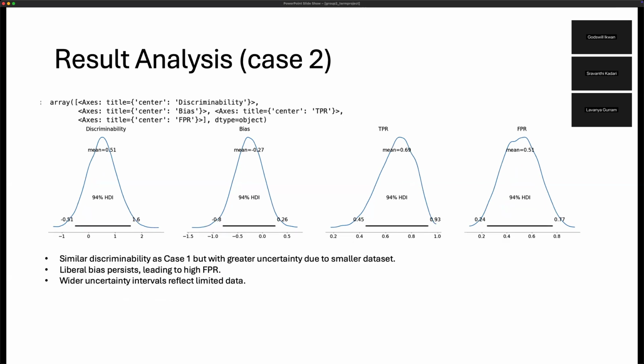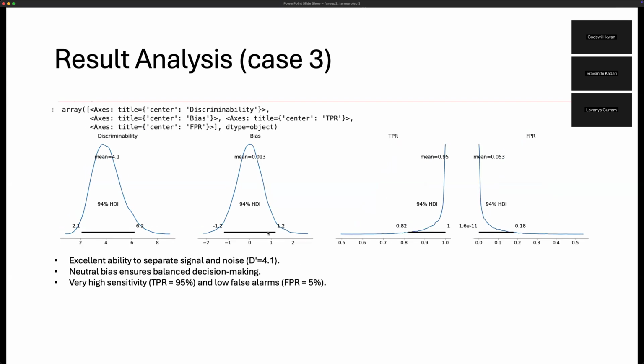In case two, we have very similar parameter estimates as case one, but with greater uncertainty due to smaller data sets. We see that the liberal bias persists, leading to high FPR, and we have a wider uncertainty interval because of limited data. As you can see in the HDI, basically what this means is that we have a high range difference. In case three, we had a very ideal case where, because we have a very high discriminability value, we can easily separate signal and noise.